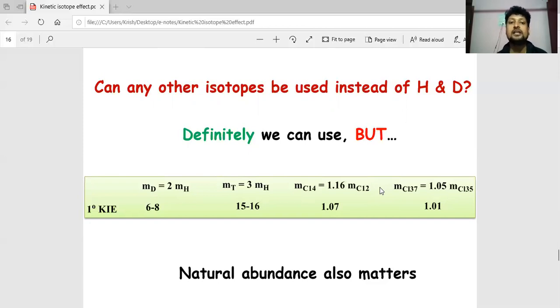Another most important point is we can definitely replace any atom by its heavier isotope, but we must think about the natural abundance of such an isotope, because you have to specifically replace a particular atom of a particular bond with that particular isotope. So availability, depending on the natural abundance, as well as the ratio of the masses of the two isotopes, will be a very important criterion before performing this type of isotopic reaction.